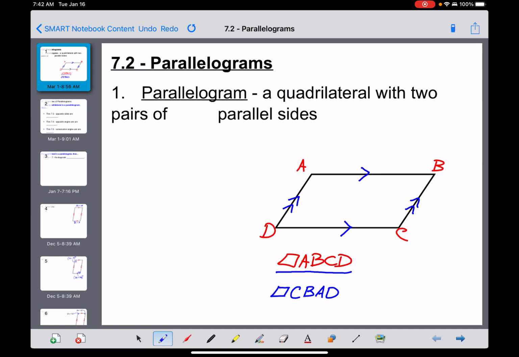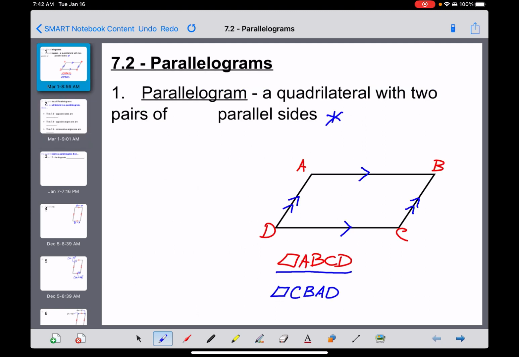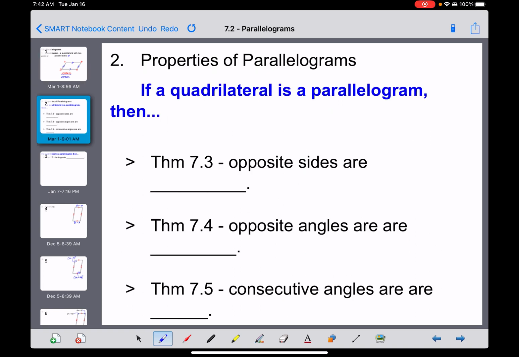Now, the definition of it is given right here, the two pairs of parallel sides. But there are 4 important properties that go along with parallelograms as well. You might have been able to deduce some of those just by looking at the figure right here, but we don't need to deduce. There are 4 theorems here that go along with parallelograms to give us some extra information. They all begin with this general statement right here.